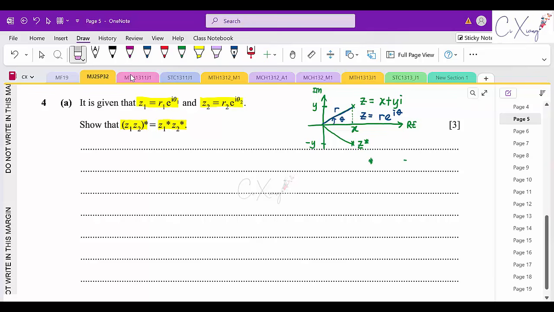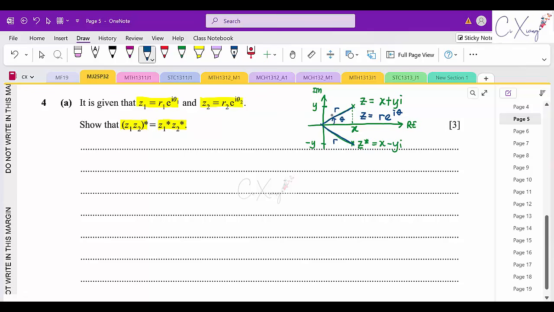At the same time, when you try to figure out the length for z conjugate, basically the modulus of z and the modulus of z conjugate should be the same, which is r as well. The length is the same, because the square root of x squared plus negative y squared is still the same as the square root of x squared plus y squared.